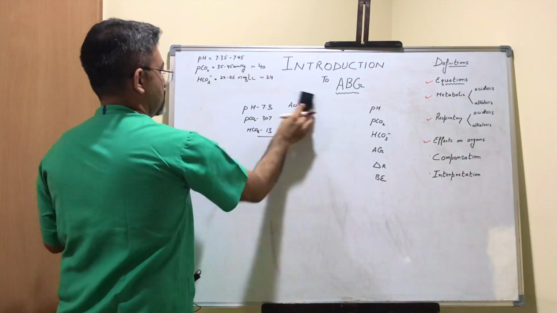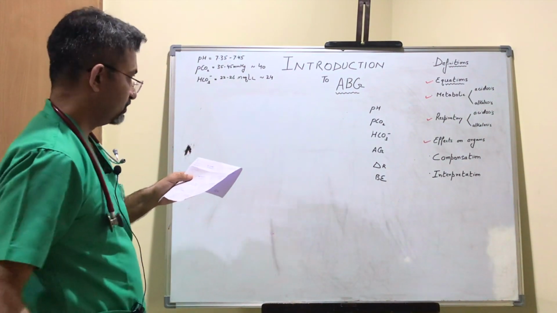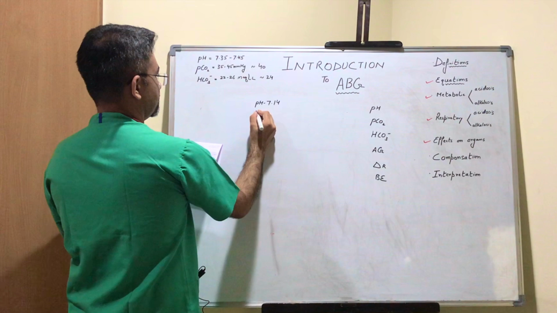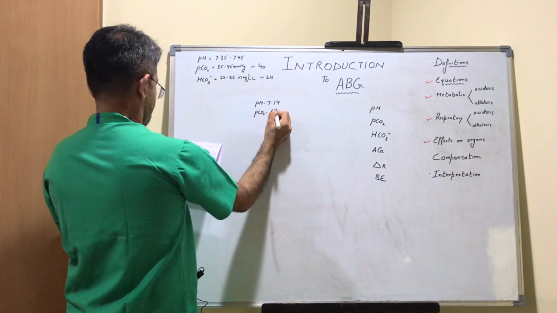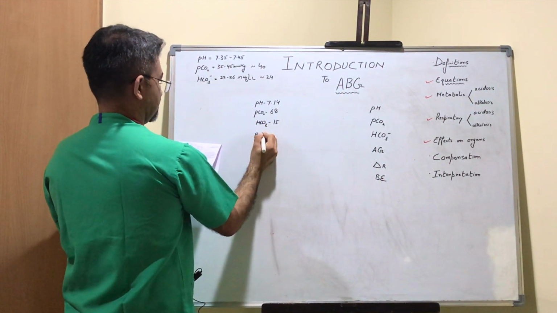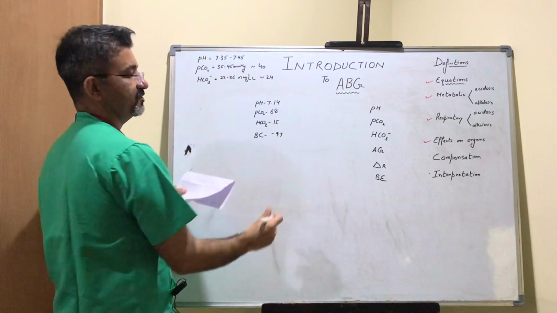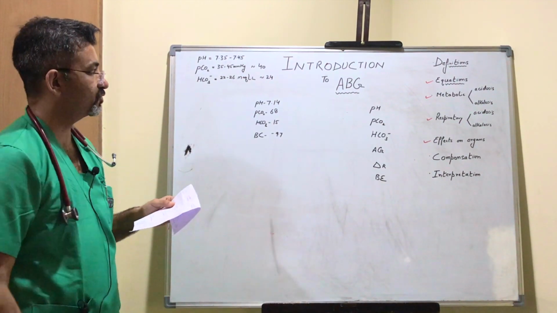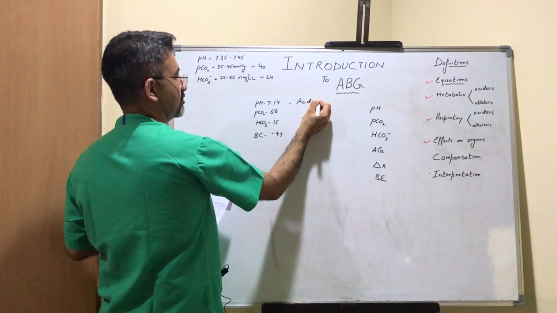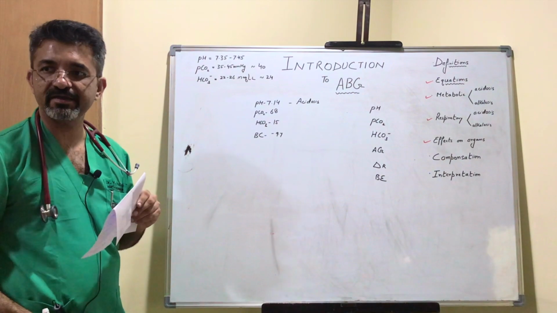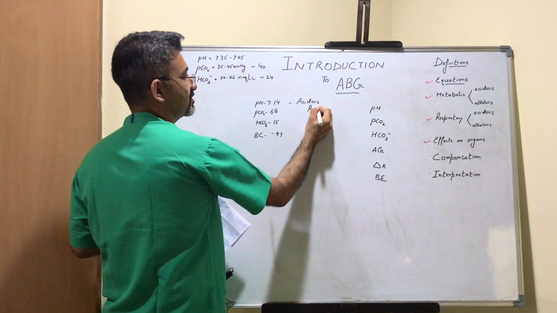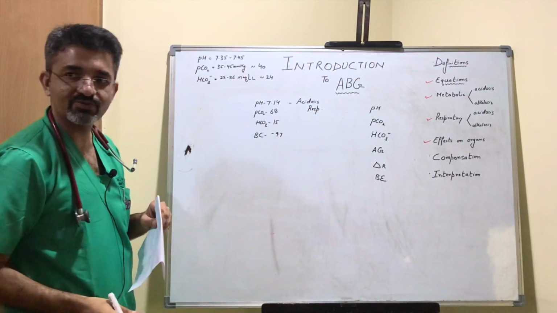Suppose pH is 7.14, PCO2 is 68, HCO3 is 15, base excess is minus 9.7. So 7.14, this is acidosis, no doubt. PCO2 is high, going in opposite direction. So it is respiratory acidosis. My HCO3 is also low.